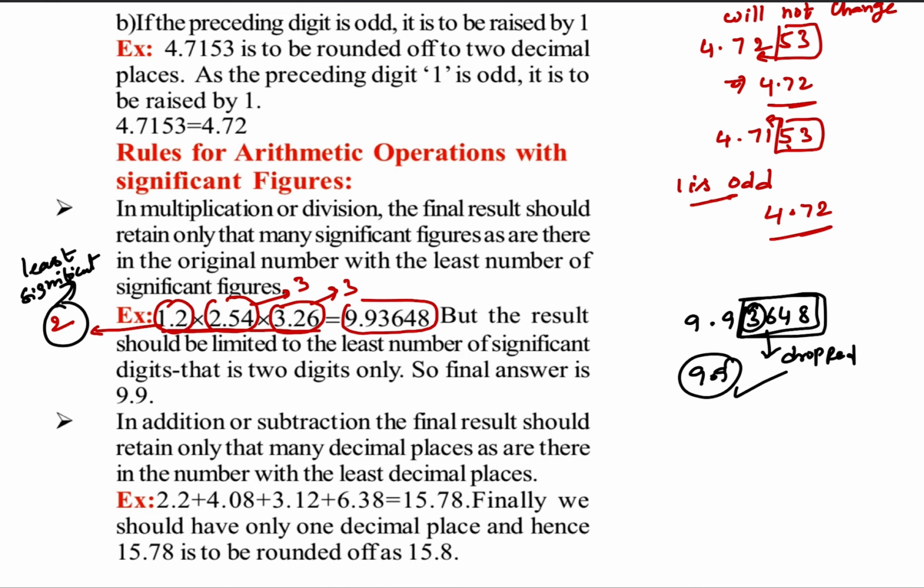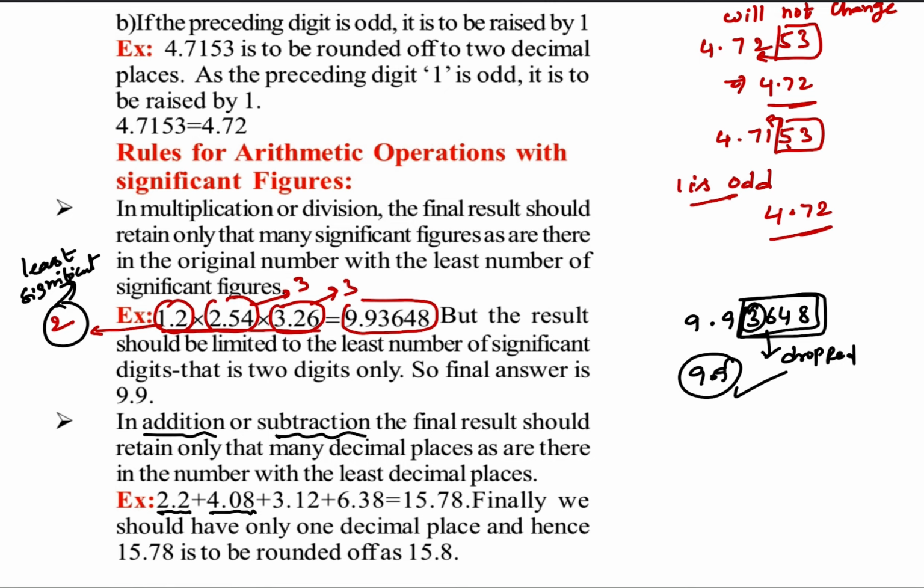Okay, while multiplying and while dividing, you have to see that the final result should have the least significant figures of whatever measured values are involved in that operation. Here 1.2 has the least significant, 2, that's why the final answer should be 2 significant.